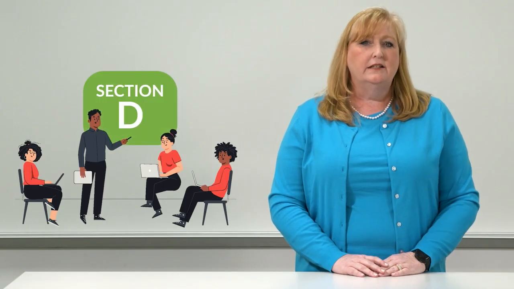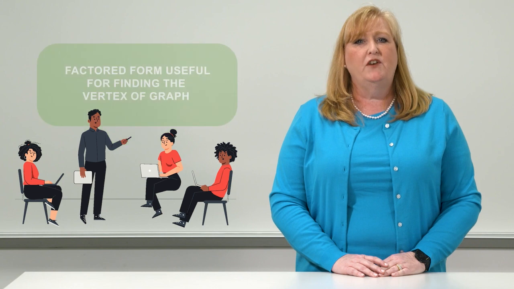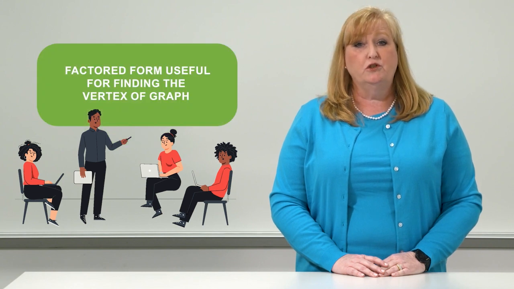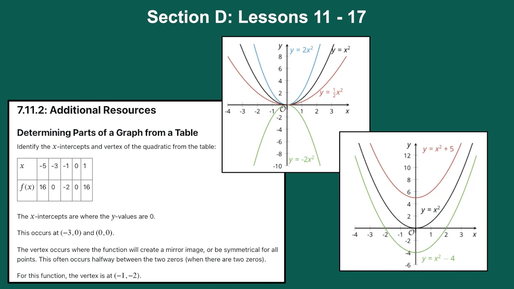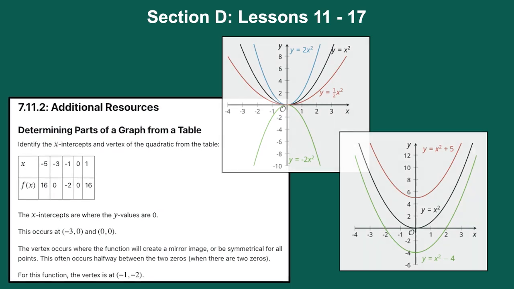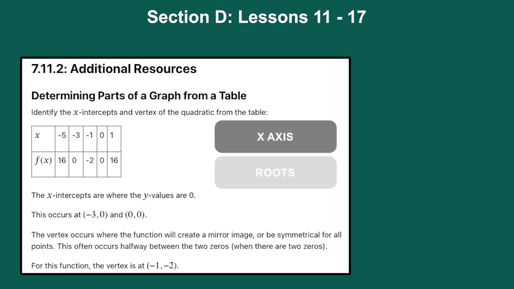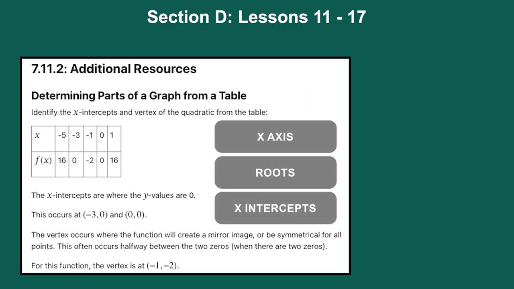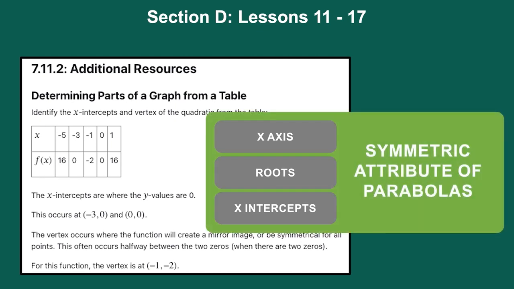And finally, in section D, students find that the factored form is useful for finding the vertex of the graph because its x-coordinate is halfway between the points where the graph crosses the x-axis, or the roots, or the x-intercepts, all of those terms. In other words, these lessons use the symmetric attribute of parabolas to teach students how to determine other attributes of the quadratic function given in factored form.